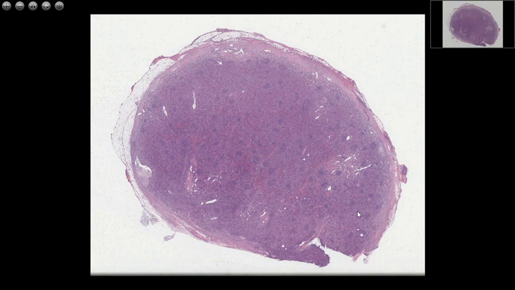So basically, I think that in very low power view, the lymphoid architecture is relatively maintained, which points out that this could be related to a reactive condition rather than a lymphoma. But you cannot be very sure with this low power view. So your first impression is reactive, but it can be changed in a higher power view. So let's start from the outside.